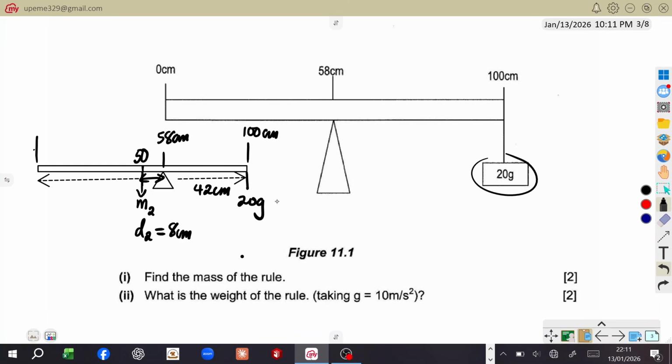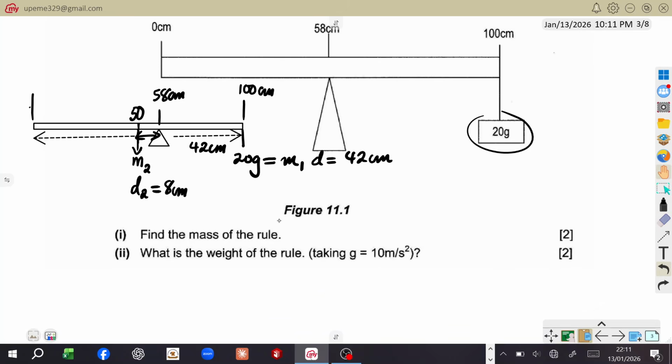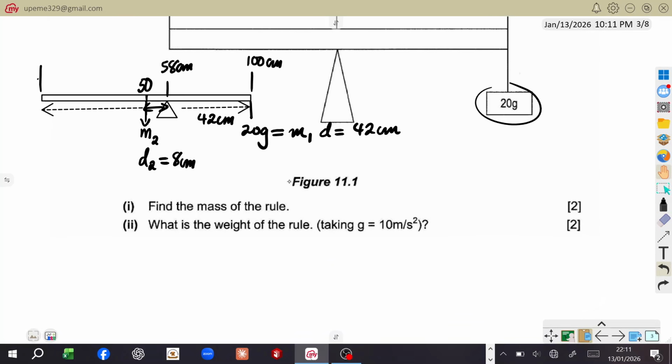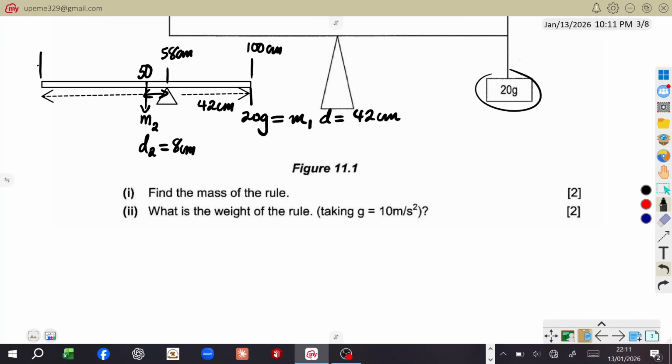Then this mass becomes M1, and its distance becomes D1. So say D1 is equal to 42 centimeters. Many questions come the same, as you can see, but let's see where we are going. If they say find the mass of the ruler, now we'll use this one.